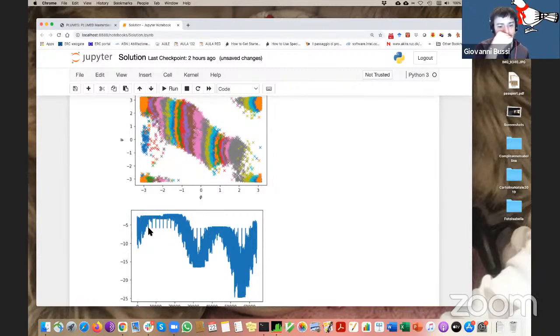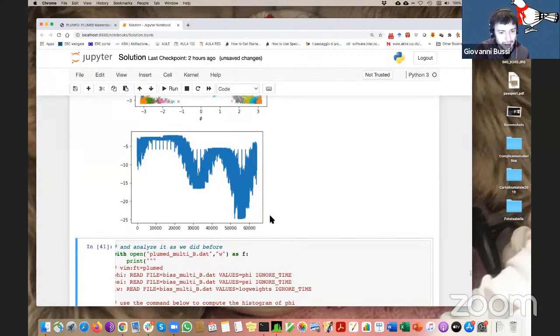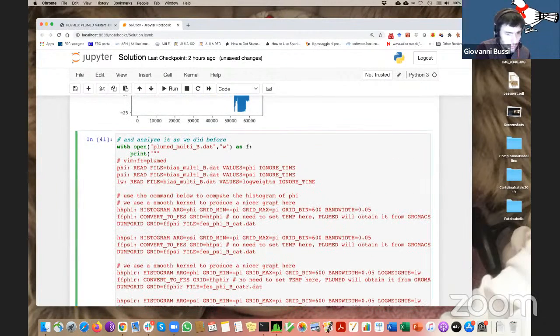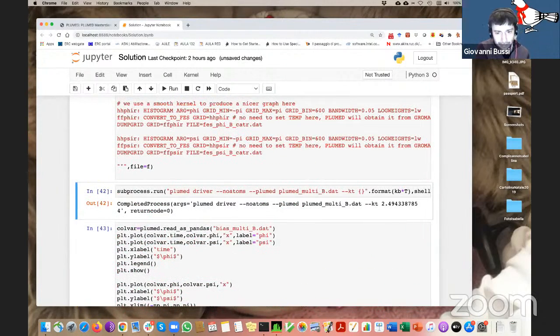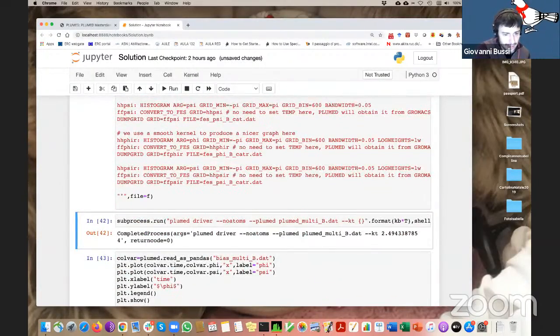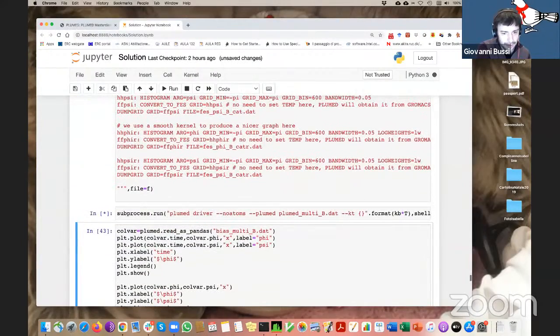Now the initial transient is different because you see all trajectories start from the minimum number 2 where phi is positive. So the initial weight now is low. In the previous plot, the initial weight was high, so the points were starting from up here. And then I do WAM again, like before, and I analyze the resulting free energies.